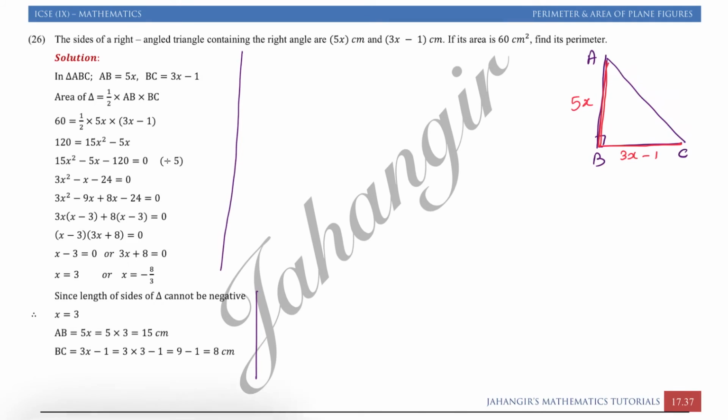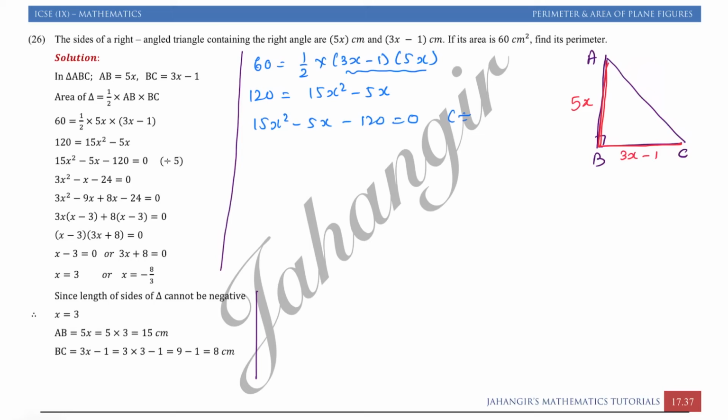Its area is 60 centimeter square, so I can write area, that is 60 is equal to half into base. Base is 3x minus 1 into height is 5x. So we have just substituted in formula. Cross multiply, 60 into 2, 120, multiply bracket. You can multiply this bracket, 15x square minus 5x. So you can write 15x square minus 5x minus 120 is equal to 0. We can divide all terms by 5.